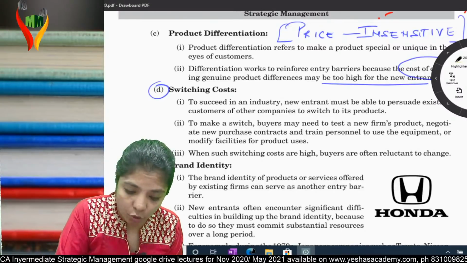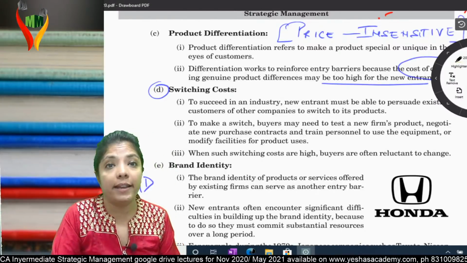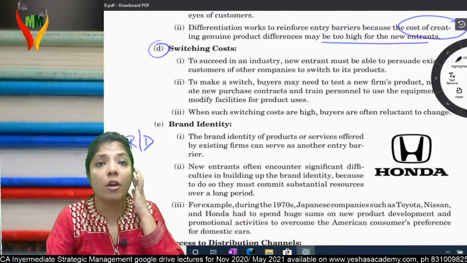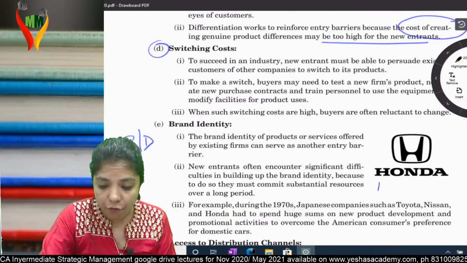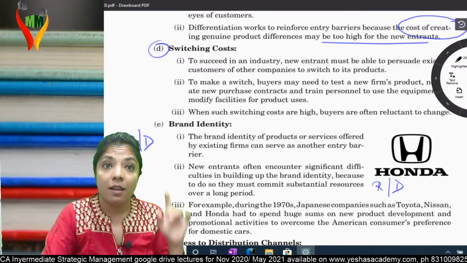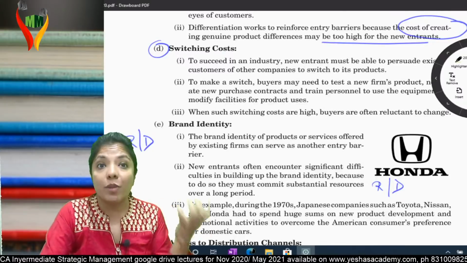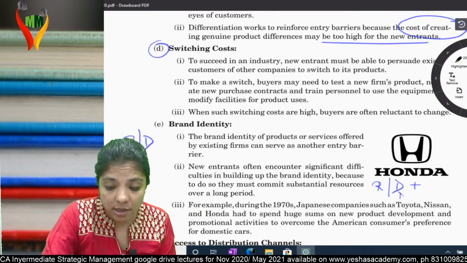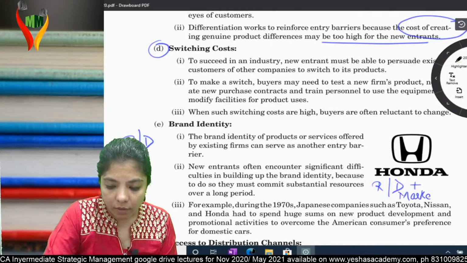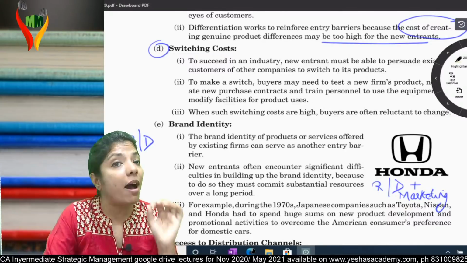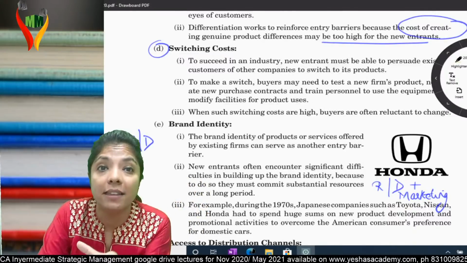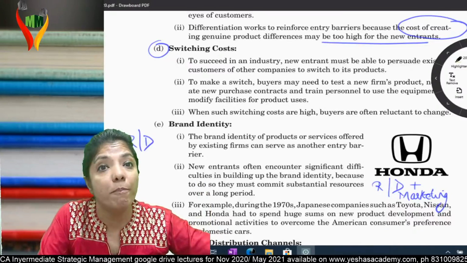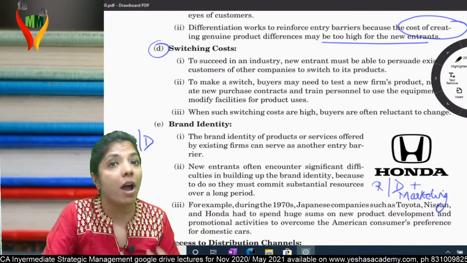That means you will have to incur on research and development. By doing R&D, you will actually come with a new product. Plus, you will have to do aggressive what? Marketing. You will have to do aggressive marketing. Boss, there is a line in Hindi: जो दिखता है वो बिकता है. You have to keep on marketing it.